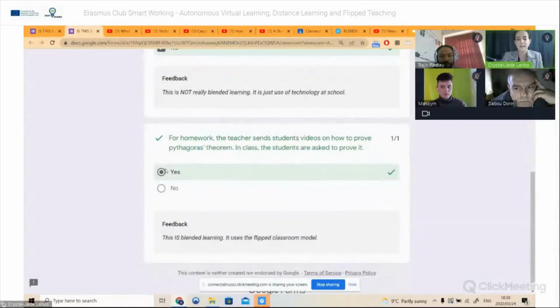However, if for homework the teacher sends students videos on how to prove Pythagoras' theorem, which they watch at home, and then they come back to class and discuss it and are asked to prove it, then that is blended learning. Specifically, it's flipped classroom. Okay, let's talk about why that is.